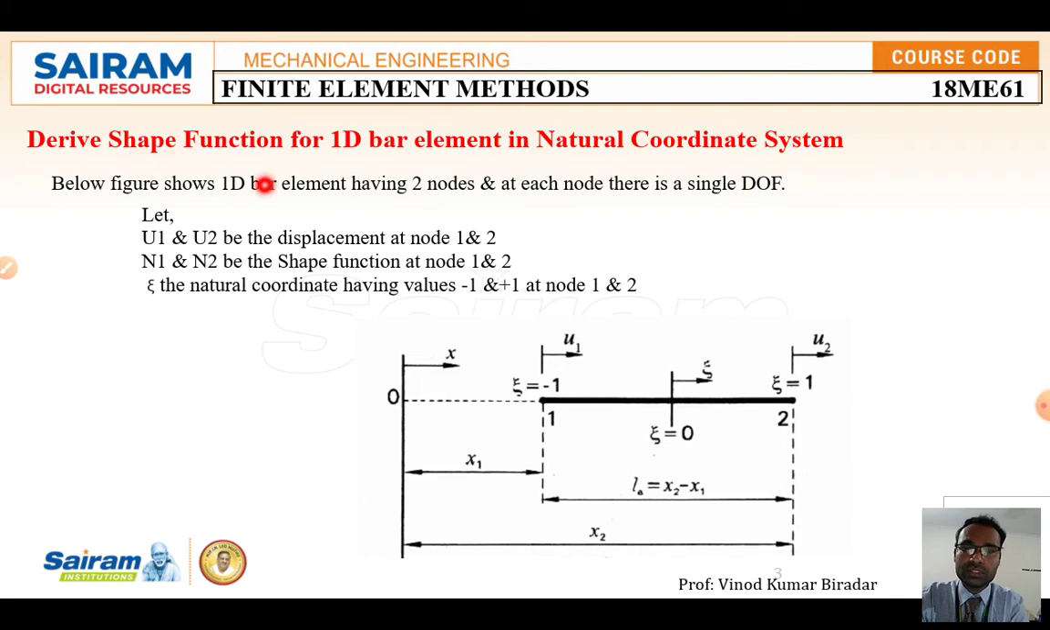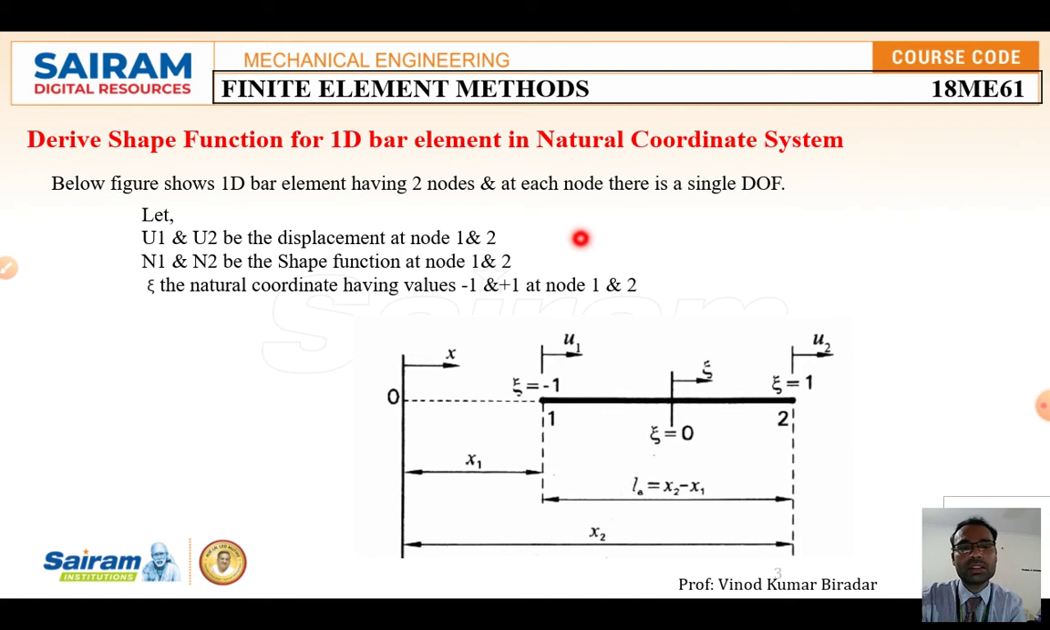So this shape function for a 1D bar element we can derive in all three coordinate systems, that is the global coordinate system, the natural coordinate system and the local coordinate system. Among all these three, in the examination they may ask you any one. Here I'm going to use the natural coordinate system. I already told you what a natural coordinate system means: the maximum value is 1 and the minimum value is -1.